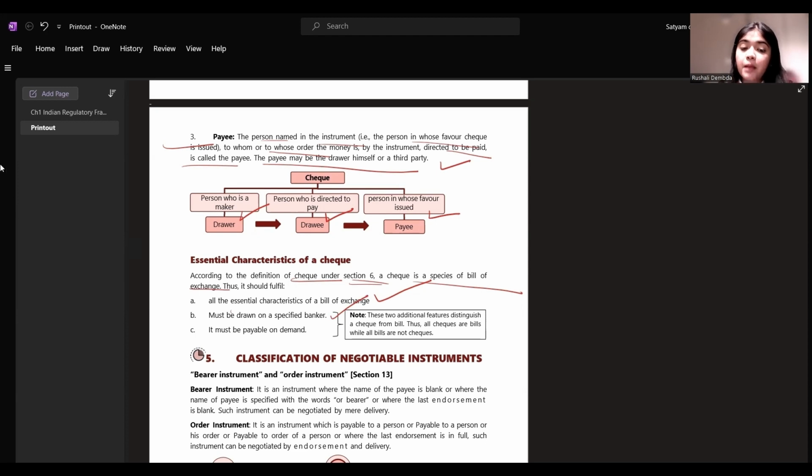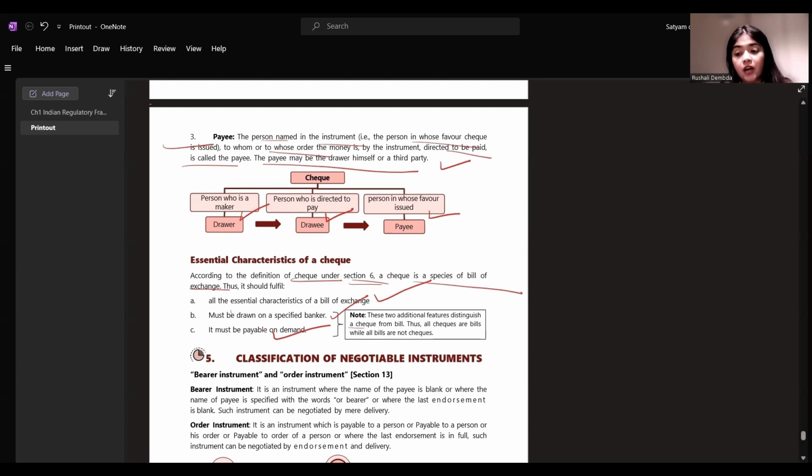It must be payable on demand. Whenever the person wants to receive the payment, whenever Mr. X wants to receive this payment, it should be payable. That is the compulsory thing. These two additional features distinguish a check from the bill. Now, because in a bill of exchange, what happens is payment is due 4 months after. So, if the person goes for endorsement before it, that is a different case. But on demand, the person won't get the money in a bill of exchange.